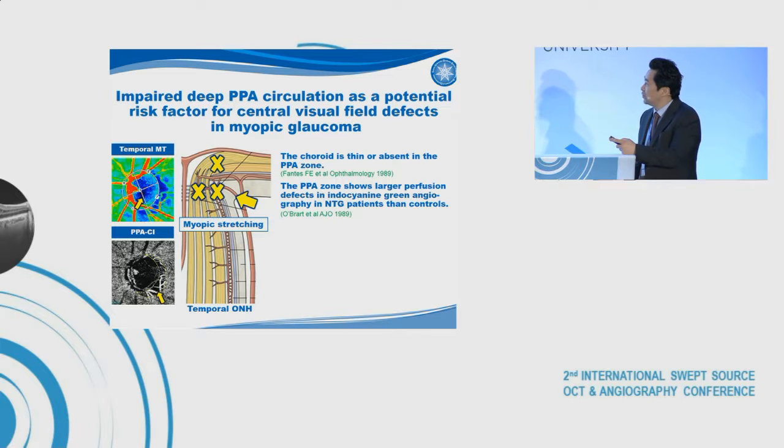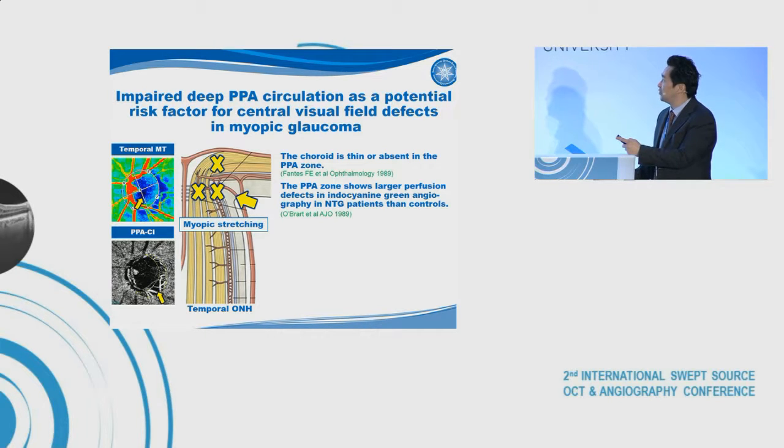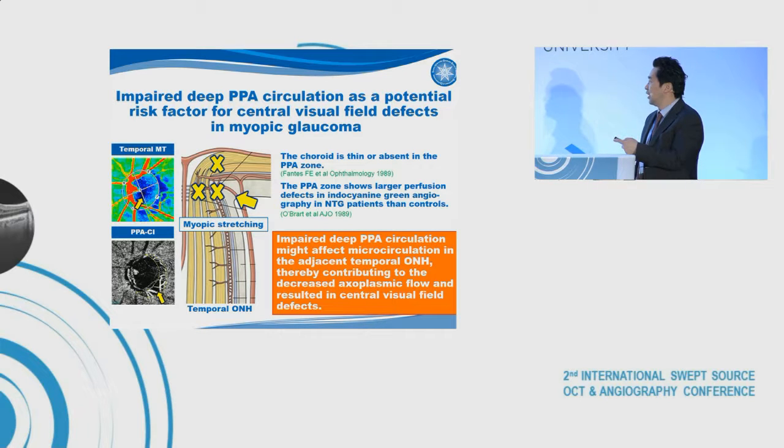This slide shows the hypothesis that impaired deep PPA circulation is a potential risk factor for central visual field defect in myopic glaucoma. As I told you, this temporal tissue blood flow and PPSCI were mainly supported by the SPCA. In the formation of myopia, this part is stretched out. Maybe this influences the microcirculation in the adjacent temporal optic nerve head, thereby contributing to decreased axoplasmic flow and resulting in central visual field defect.